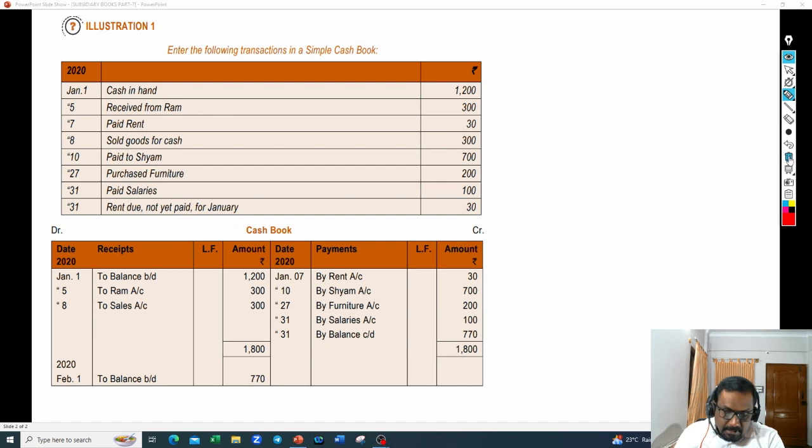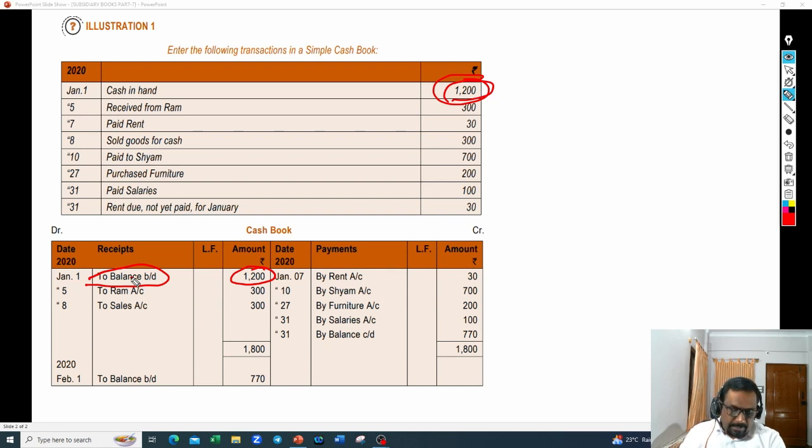How do we prepare it? First, cash in hand 1200. When they say cash in hand, that means I have cash of 1200 rupees as the opening balance. Cash balance is an asset, a current asset. Assets are debit balances, so I have to put this amount on the debit side, as 'To balance brought down'. Why am I writing 'To balance brought down'? Because it is an opening balance.